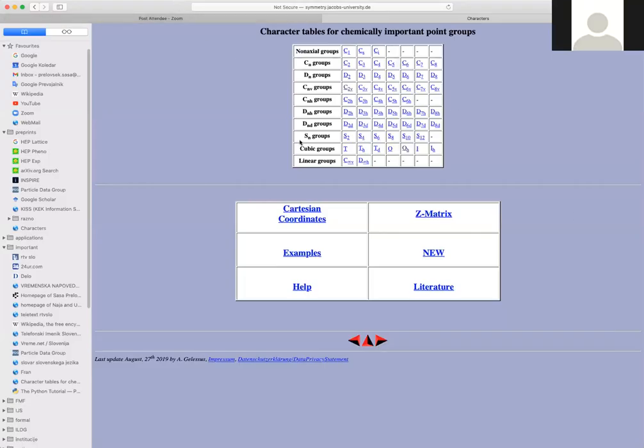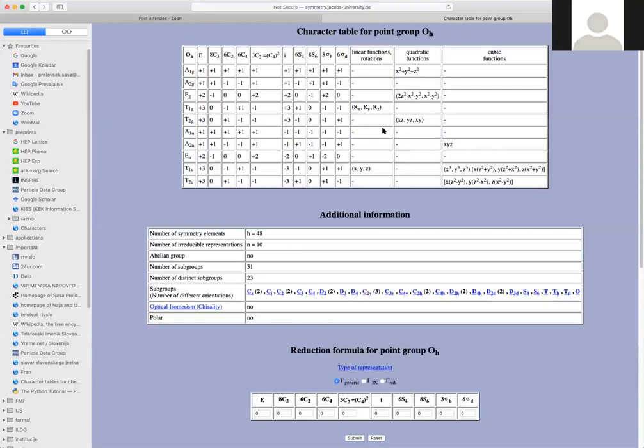Okay, suppose you want group OH. Where is OH? I don't find it. Why not? OH. Okay, you see, these are the elements. There are 48 elements. This is the usual cubic box. And then there are irreducible representations. And what is given here are the characters for each element and each irrep.